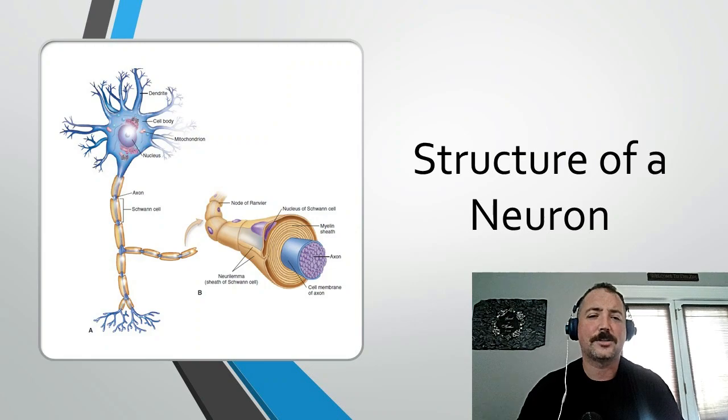I think I used this analogy before, but a nerve cell is a lot like a telephone, with the dendrites being the speaker and the axon being the microphone. And the cell body would be you.